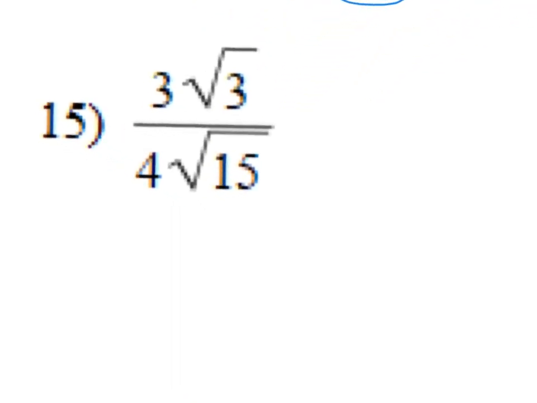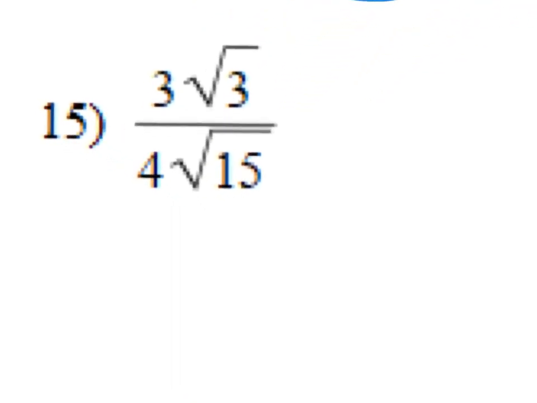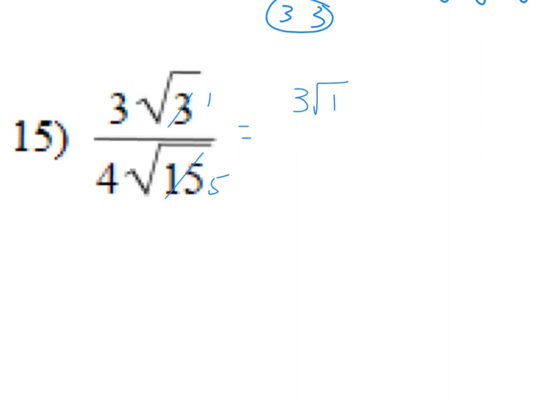Okay, so on this one, we can go ahead and do some reducing. So we can take the 3 and the 15 and reduce that. So this would go to a 1 and a 5. So as of right now, we technically have 3 times the square root of 1, but really square root of 1 is just 1. So really we just have a 3 on top. And then on the bottom, we've got 4 root 5 still.